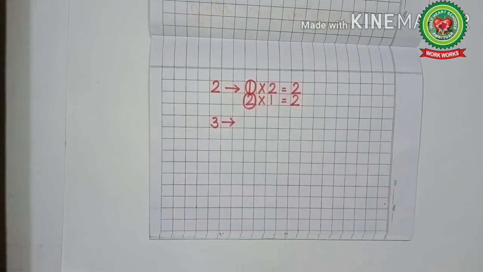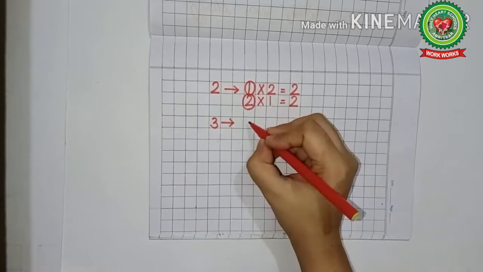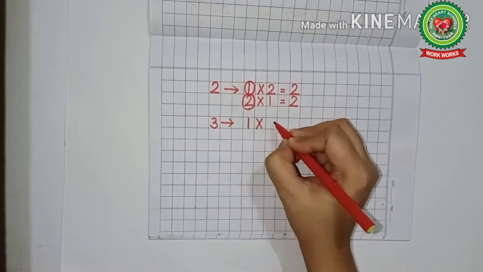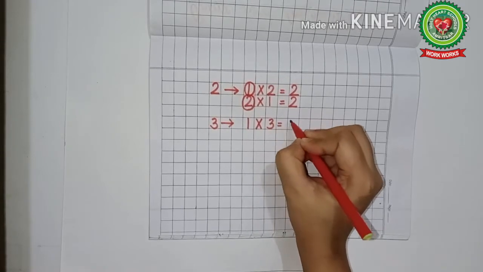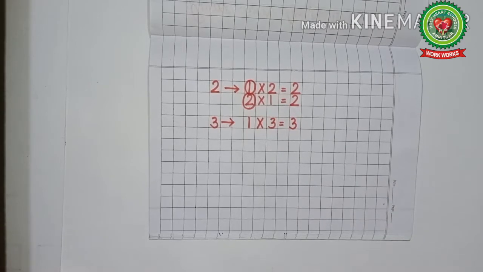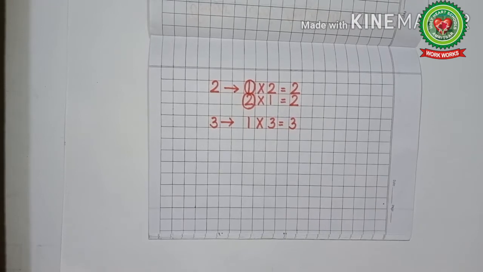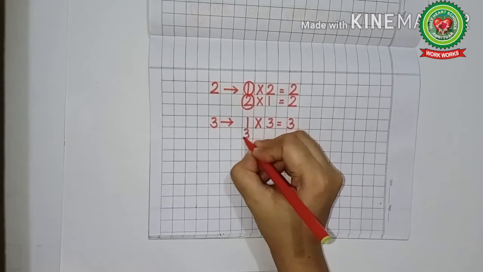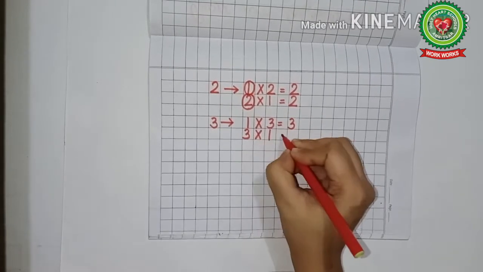Now let us see 3 comes in which table. Now we know that 3 will come in the table of 1. 1 3's are 3. Now let us check 2's table. 2 1's are 2. 2 2's are 4. Is 3 coming in the table of 2? No. So we will move on to the next table, that is 3's table. Now 3 1's are 3.